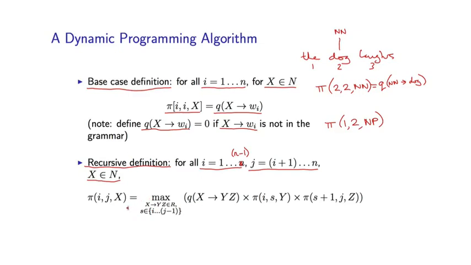I'm going to have a max firstly over all the ways of rewriting x in the grammar. So this is a max over all productions of the form x goes to yz in the rule set. Remember, our grammar is in Chomsky normal form, so we can just consider rules which are binary, where we have 2 children. And then we have some variable s, which can take any value in the range i through to j minus 1. This is what will be called the split point. We'll see why shortly.